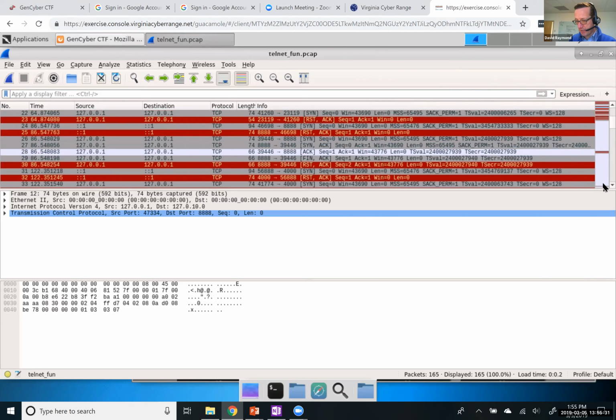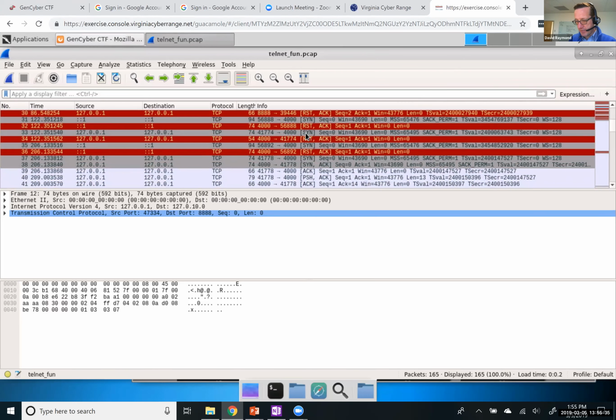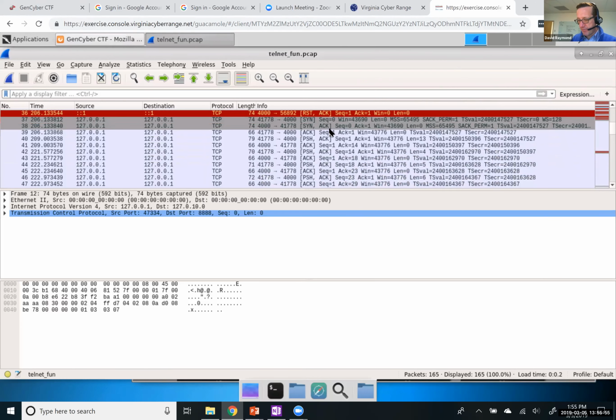Now I have something happening. It looks like on port 4000. There are several unsuccessful connections on port 4000: SYN, reset, ACK, SYN, reset. This is the client sending a connection request and the server rejecting it. But here now I have SYN, SYN-ACK, ACK, push ACK. Okay, so now I have a connection. From my flags, it looks like I do have a connection between client and server on port 4000.